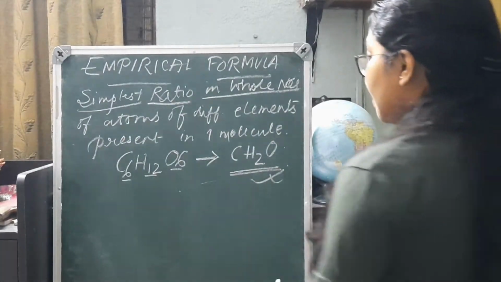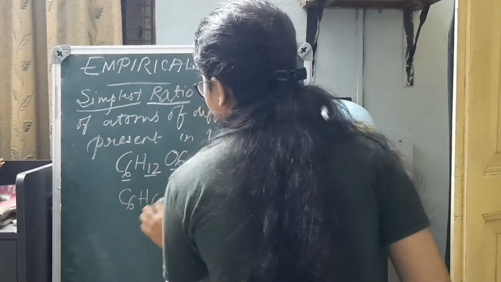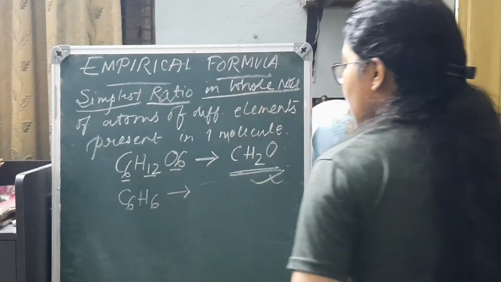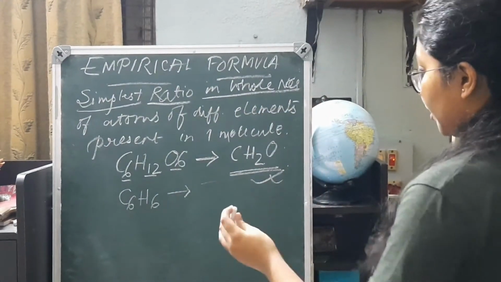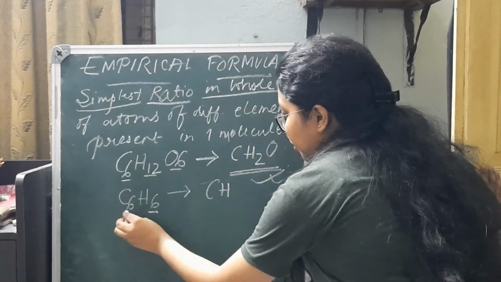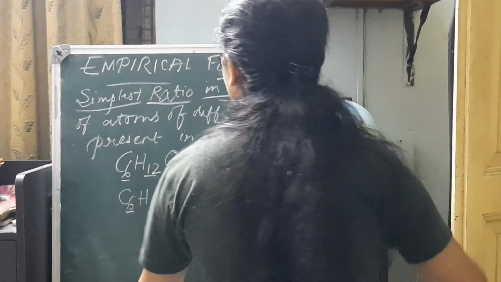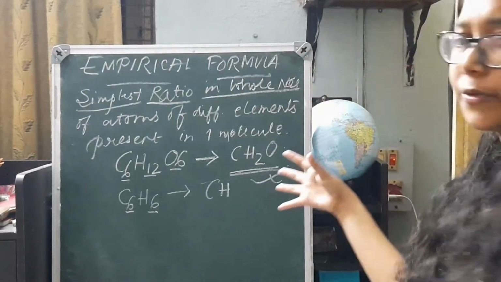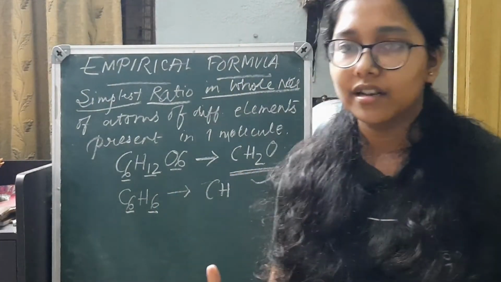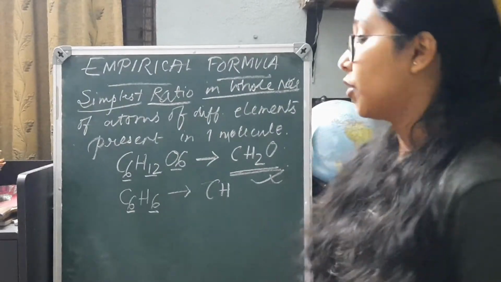That's it. Then if we move on to the next one, C6H6. What is the empirical formula of this one? The empirical formula is only CH. Simplest ratio, CH. Okay. So then let us see certain questions which you will be doing on your own, and then empirical formula will become way easier for all of you.